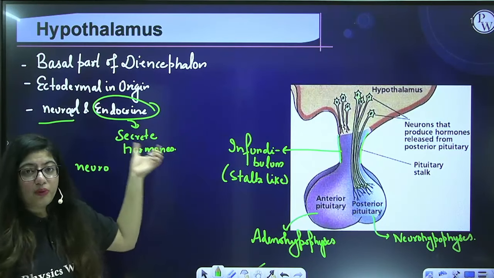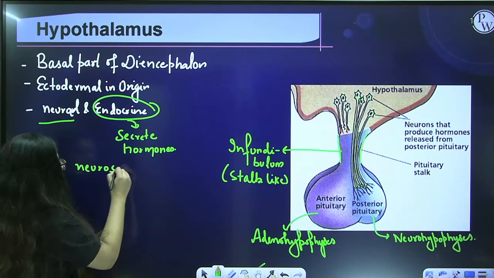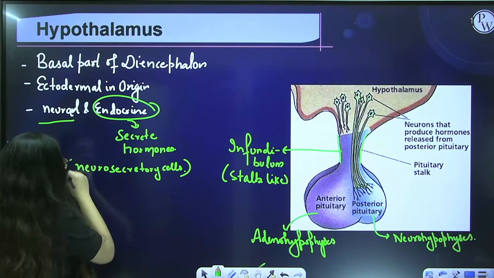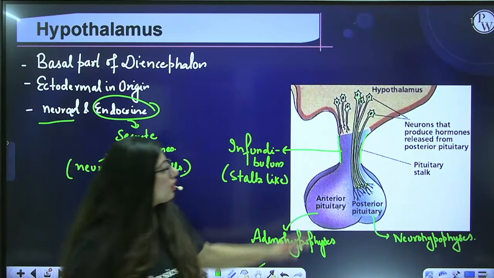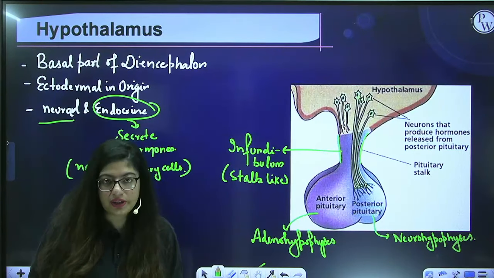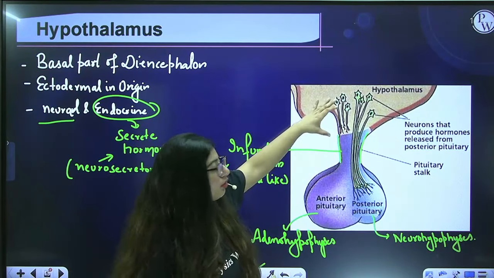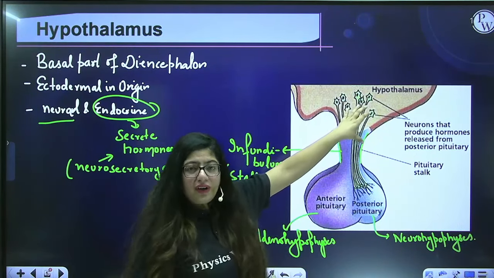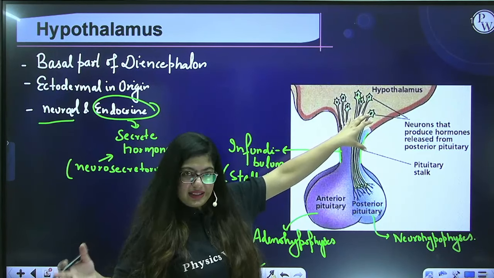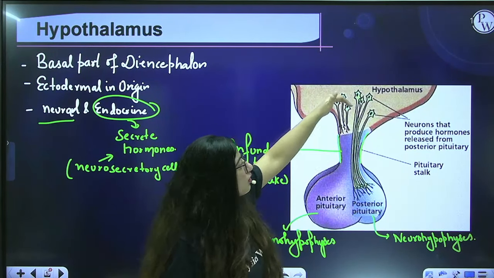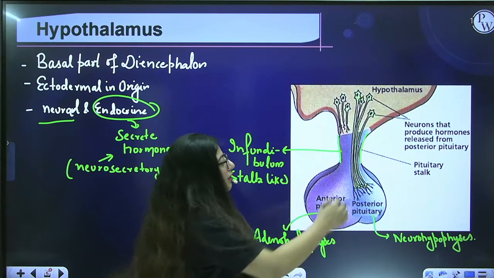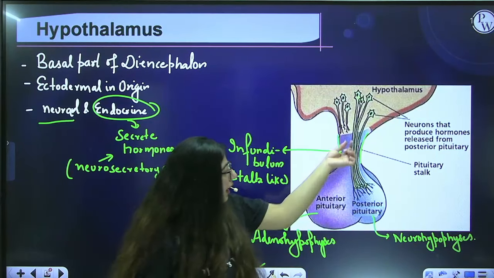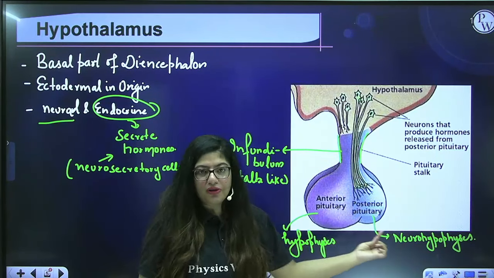But the endocrine portion of the hypothalamus has neurosecretory cells. These neurosecretory cells secrete the hormones. There are certain neurosecretory cells which are shorter in size, and some which are very long. The ones which are larger in size have their axonal ends present in the posterior pituitary.